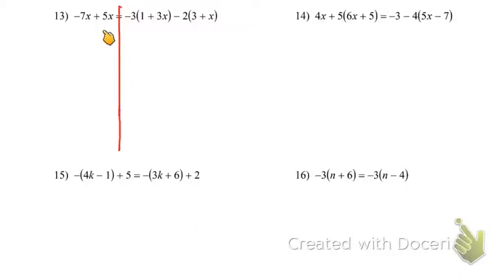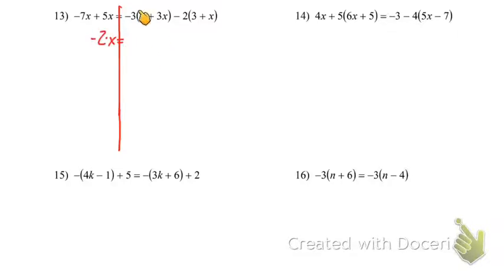Okay, so distributive property on the left side does not exist. So we're going to combine like terms on the left side. So we're going to go negative 7x and positive 5x. The negatives are going to win by 2. So it's going to be negative 2 times x.